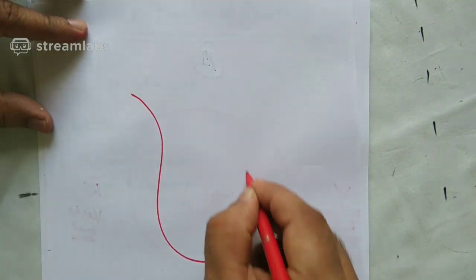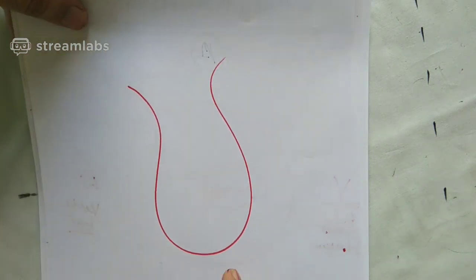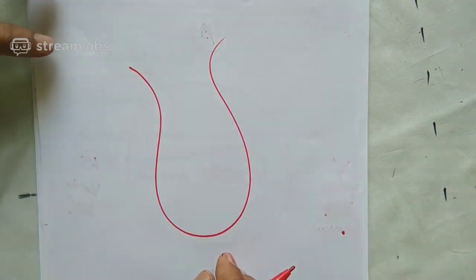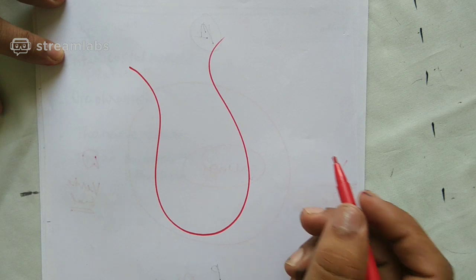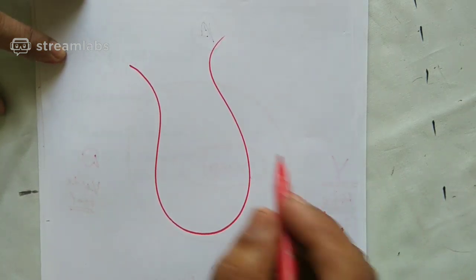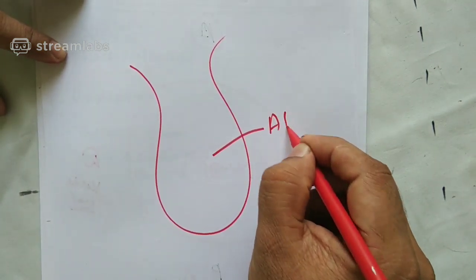I want to tell one more thing to you, students. This is the alveoli like this. Nearly 7 million alveoli are present. This alveoli has an alveolar sac.